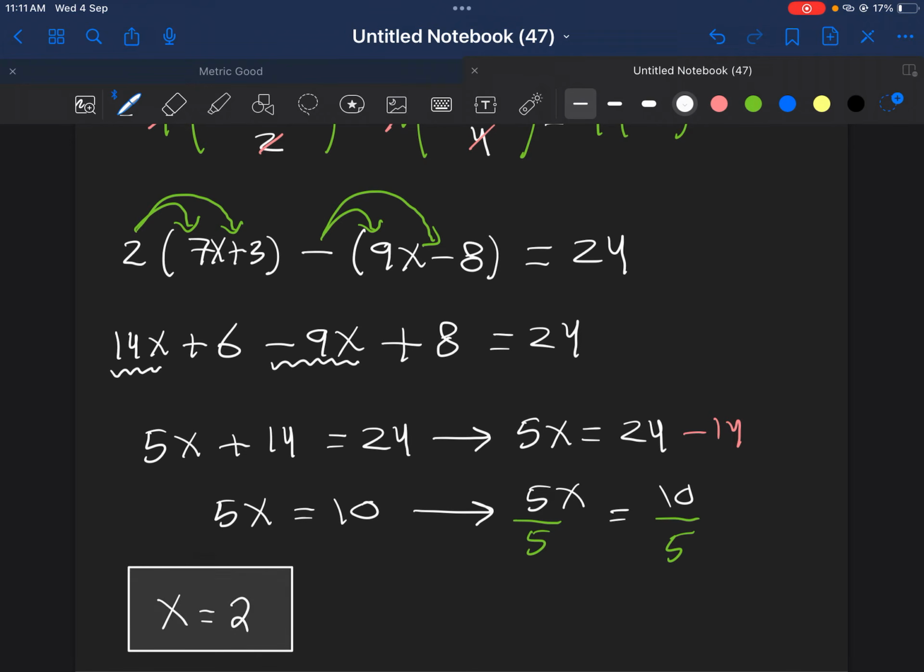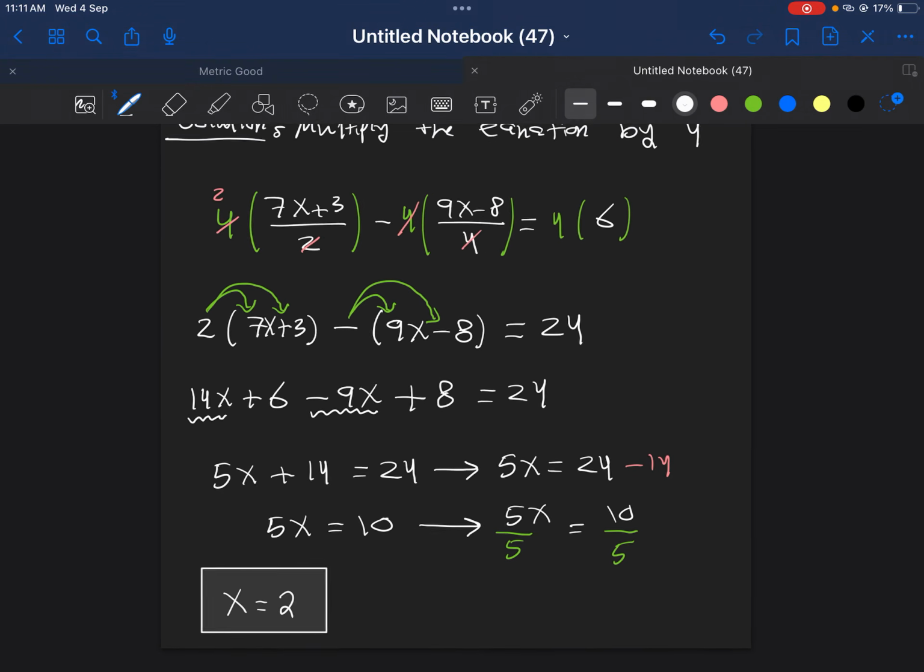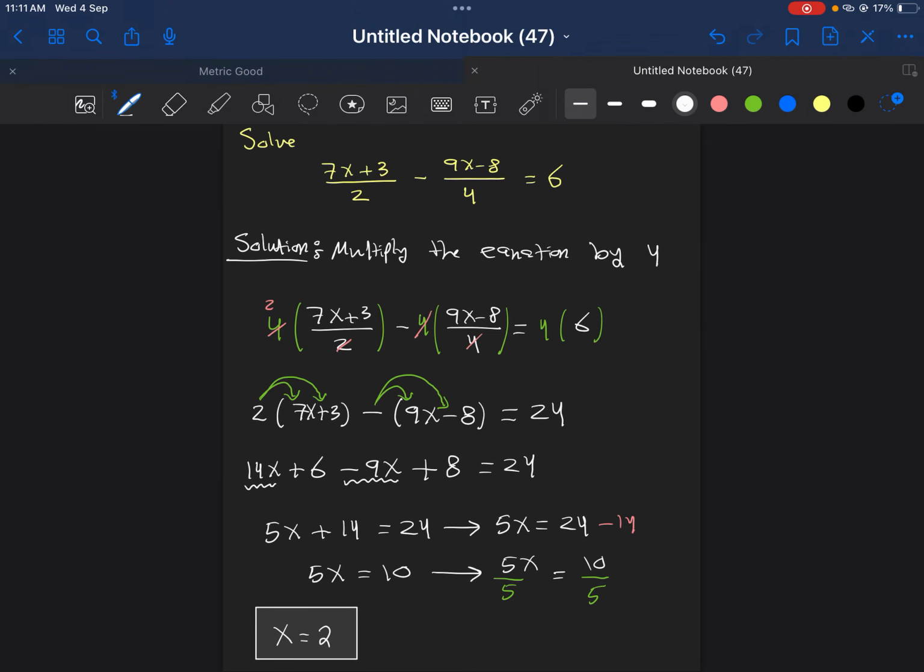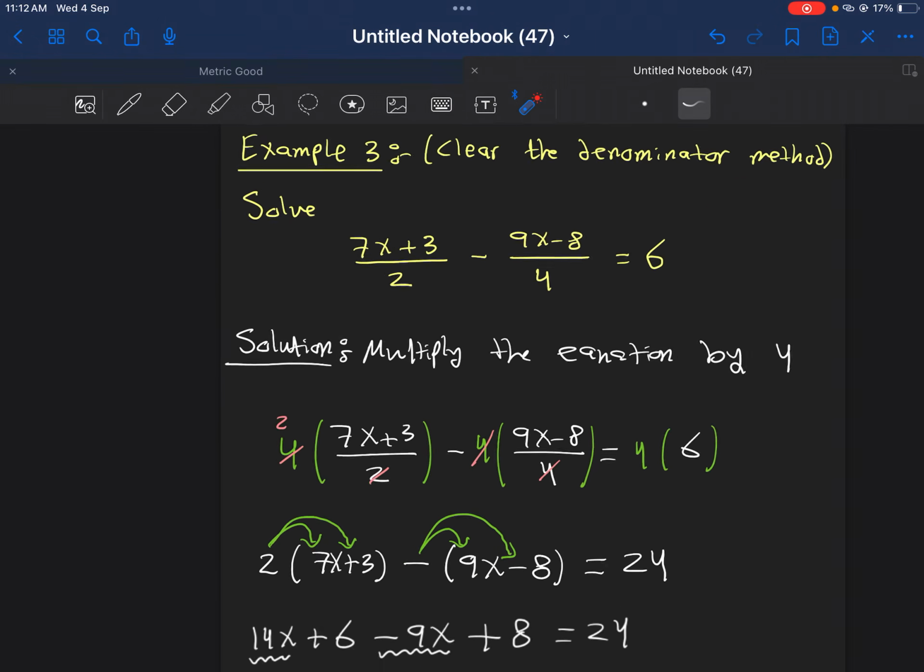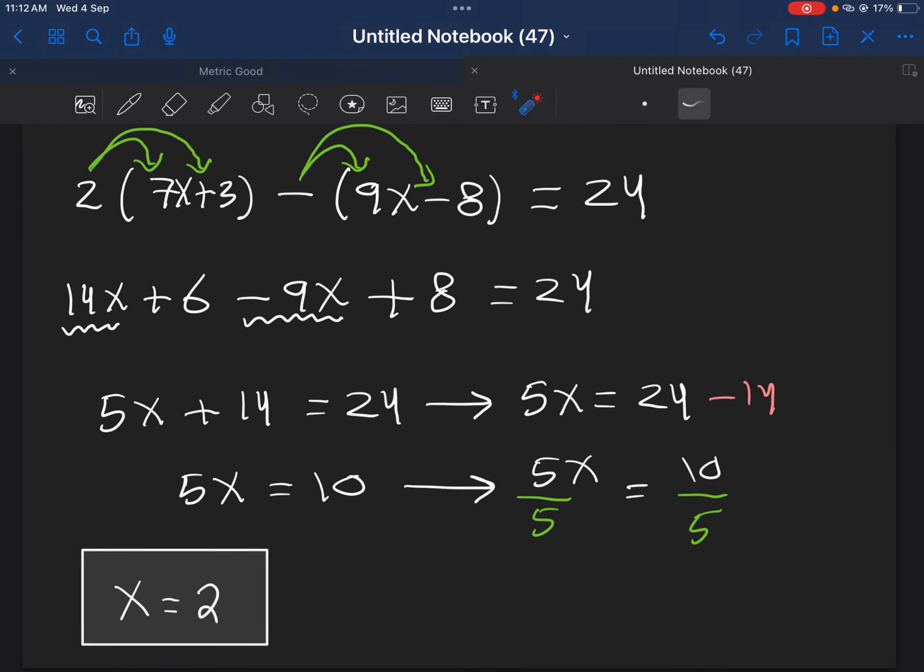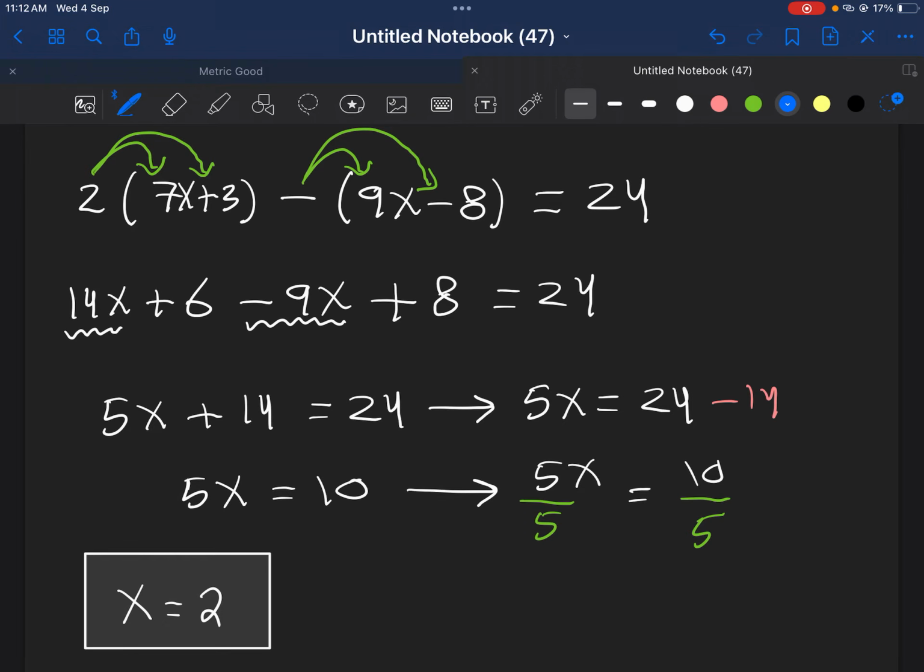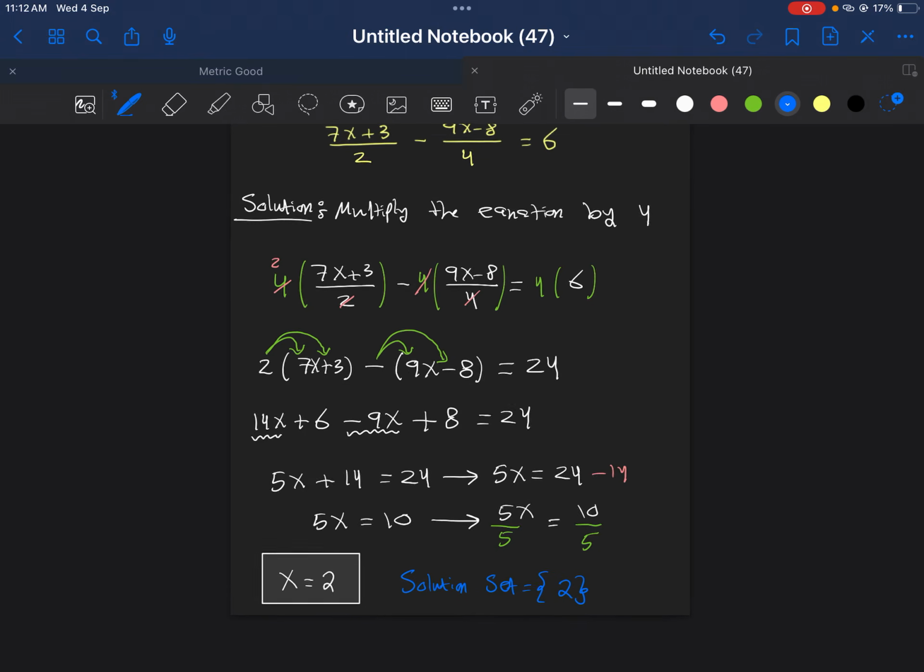And that's my solution. Of course, I need to check, is my solution correct? So what you need to do, substitute 2 and 2. If we do that, if we put 2 here, we will get 14 plus 3, 17 over 2. Here we will get 10 over 4. If we write it in the calculator, yes, the answer would be 6. Last step, we just need to write the solution set, which is only 2 because I have only one answer.